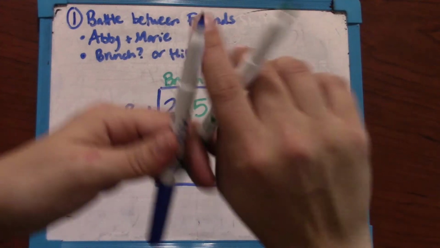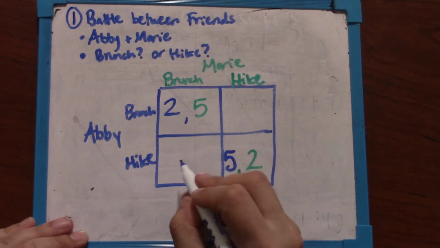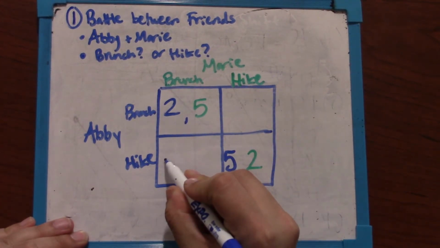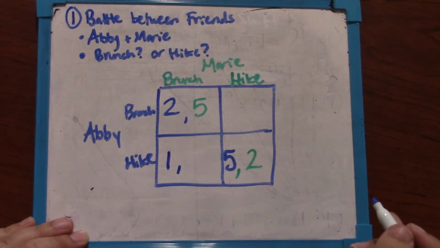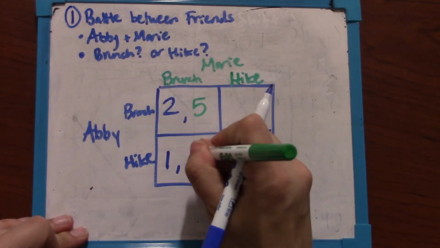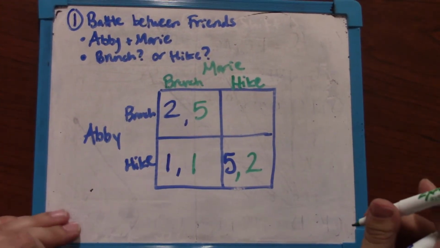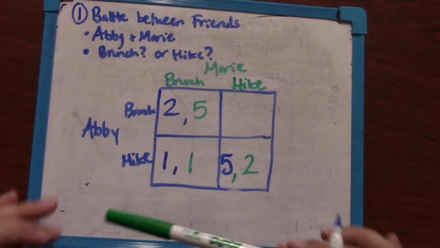So that means that if Abby goes for a hike and Marie goes to brunch, Abby is not as happy here as she was when she was getting to go to brunch with Marie. So she doesn't really like hiking alone. And similarly, Marie does not really like going to brunch alone. You would get a totally different outcome of the game if you assumed that Abby likes hiking more than she likes Marie.